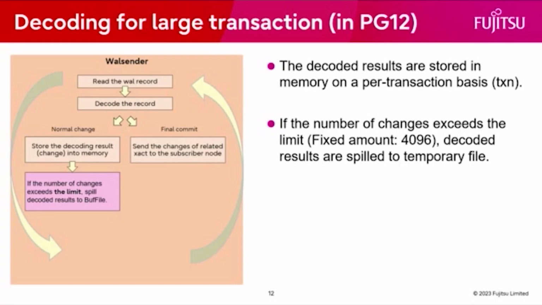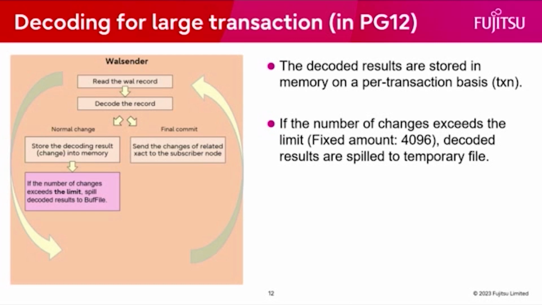Okay, first, let's check the workflow of logical decoding and replication in version 12. As denoted by the left square, compared to the normal case, there is an extra step involved when dealing with large transactions. To avoid excessive memory usage caused by large transactions, each top-level transaction can store only 4096 changes, a fixed value. If the number of changes exceeds the limit, the decoded results are spilled to a temporary file.